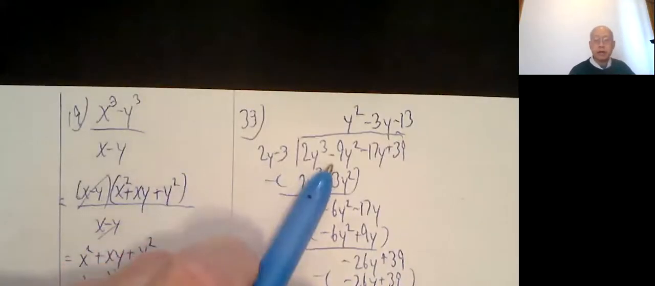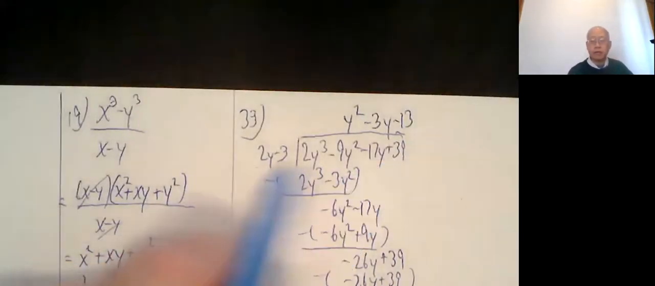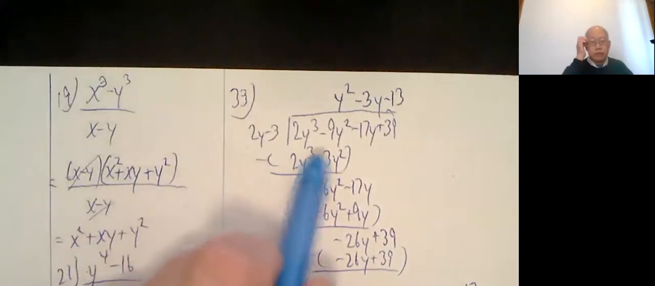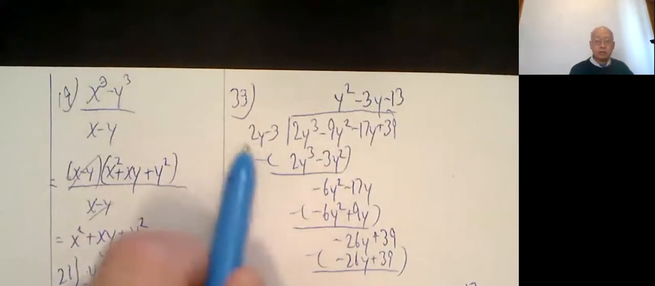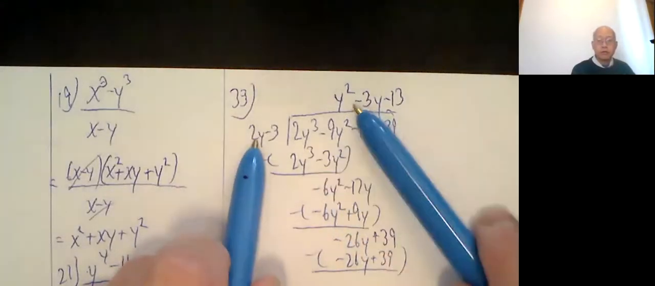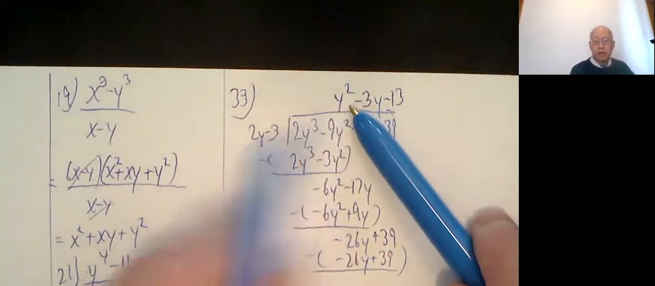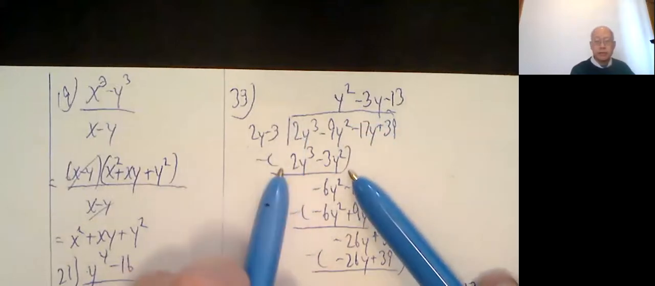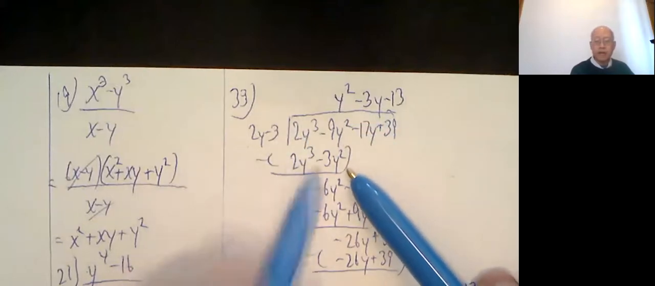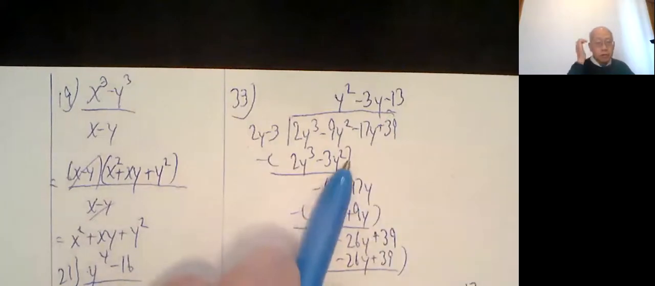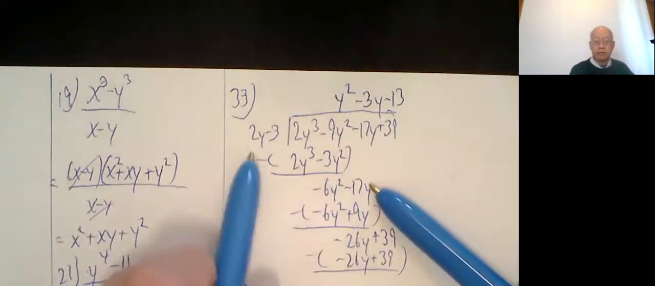33, 2y cubed minus 9y squared minus 17y plus 39 divided by 2y minus 3. In the original problem, this was the numerator, this was the denominator. Okay, how do you go from here to here? Y squared. Now multiply y squared times all this. 2y cubed minus 3y squared. Subtract, cancels. Negative 9 minus a minus 3, that's plus 3. Negative 6y squared. Bring down the negative 17y, start over.